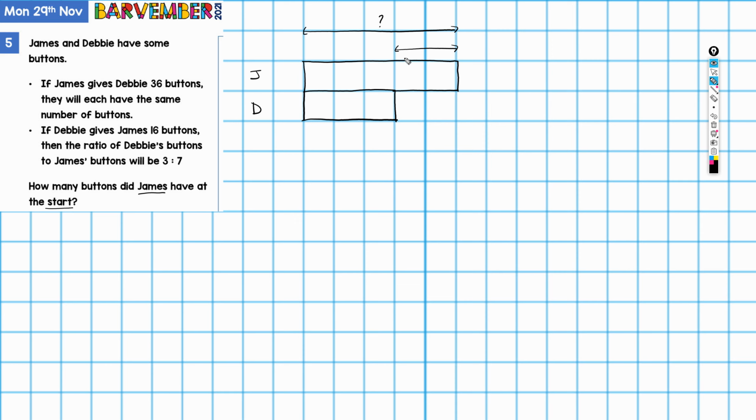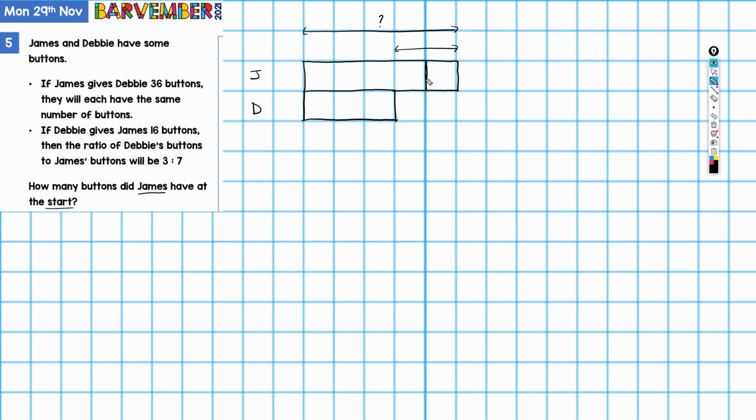So we have here a difference between James and Debbie. And we're told that if James gives Debbie 36 buttons, they'll each have the same number of buttons. Now, this sort of question comes up in bar models quite a lot. This scenario that if A gives B a certain amount, then A and B will have an equal number. And what you quickly learn when drawing them out is that means that half of the difference has to be given.